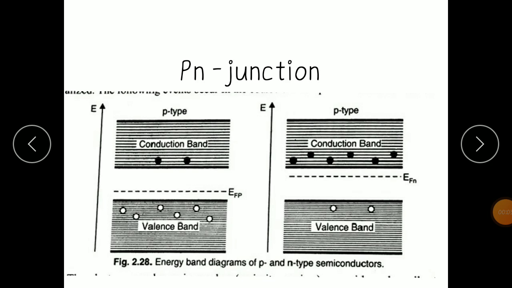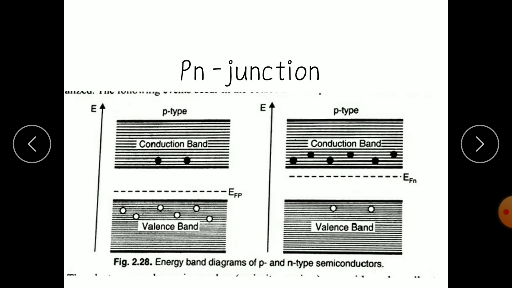Today we are going to discuss the p-n junction, the formation of a p-n junction diode in the case of a semiconductor laser. We are going to discuss the semiconductor laser, and in that, how the p-n junction diode is formed, that we will see in this video.